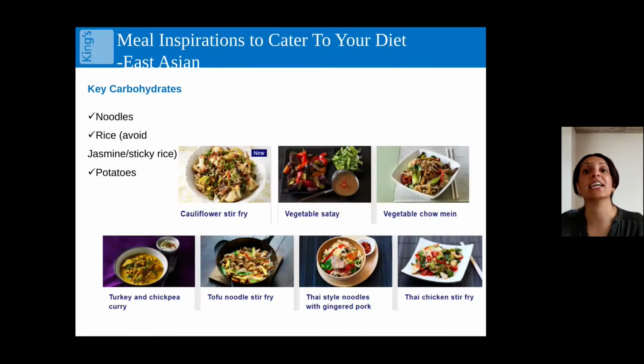If you are following an East Asian diet, then the main suggestion there, of course, you've got your noodles, your rice, your potatoes within those meals, but do be advised that with rice, we do suggest for you to avoid anything like jasmine rice or sticky rice, which might be found in sushi, for example. And the reason being is because these formats can be digested very quickly in your body and might cause you to have a blood glucose spike.